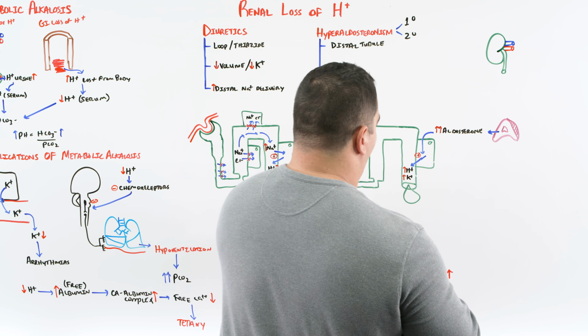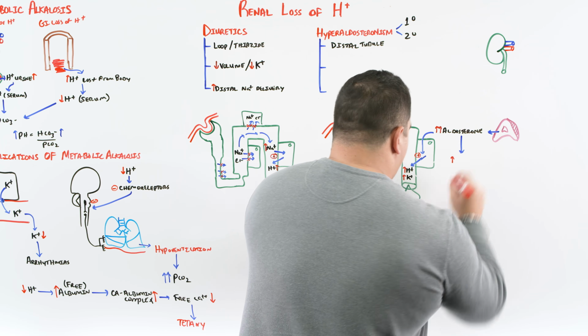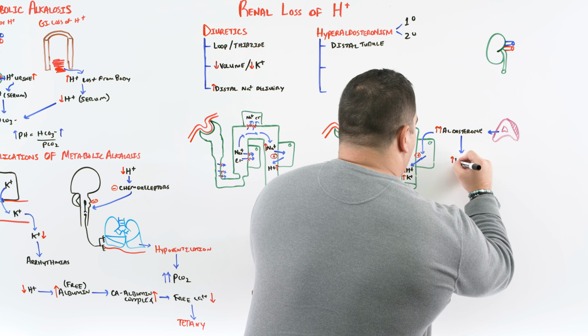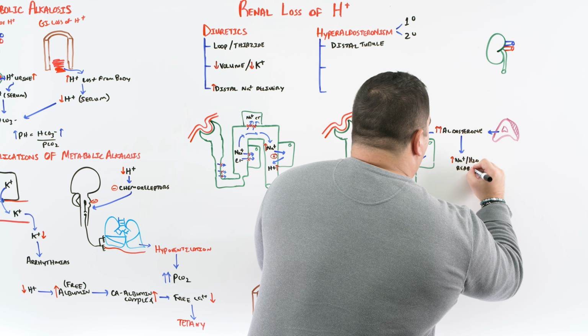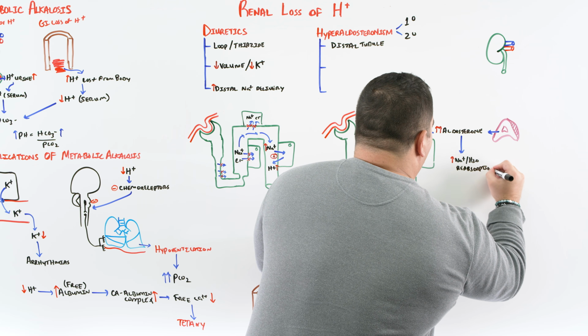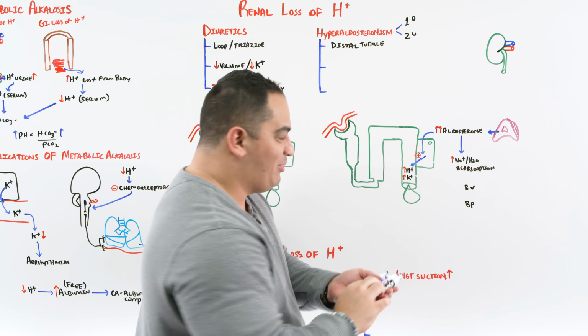With aldosterone, I'm going to bring it over here. Aldosterone's also been known to increase sodium and water reabsorption. So it increases sodium, it increases water reabsorption. What does that do to your blood volume, my friends? It increases your blood volume. What would that do to your blood pressure? It would pump up your blood pressure.